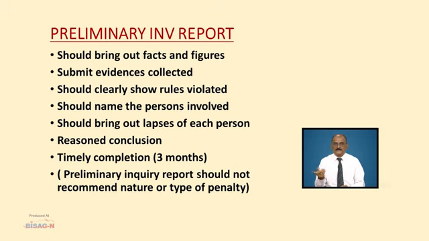For the fault of A, you cannot name person B. That has to be very clear. You should bring out the lapse of each person and arrive at a reasoned conclusion. Remember that the time of completion is 3 months, and try to complete it within that time. If at all you want to exceed it, there should be a valid reason for that, because time is very much of the essence of this whole proceeding.